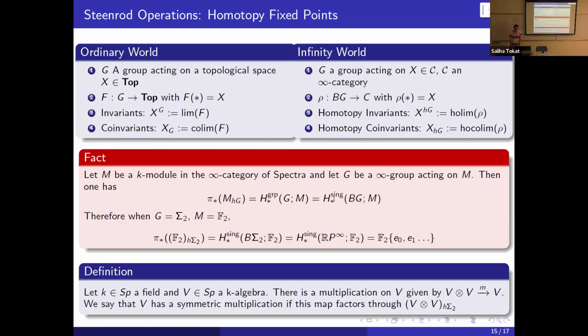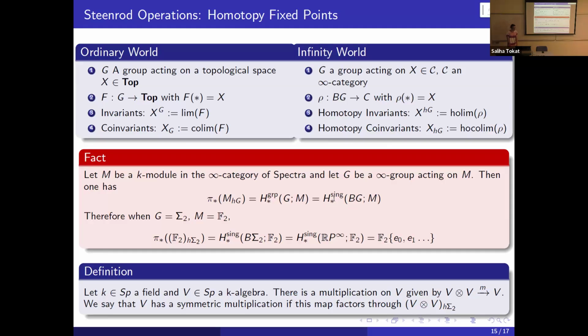by limits and colimits. And similarly, in infinity category theory, if a group G acts on X in an infinity category C, then we can express this as a map from the bar construction of G to C, where the bar construction contains all of the compositions of maps as well. So it's a higher version of considering G as an ordinary category. And we can define its homotopy coinvariants as the homotopy limit and homotopy colimit.